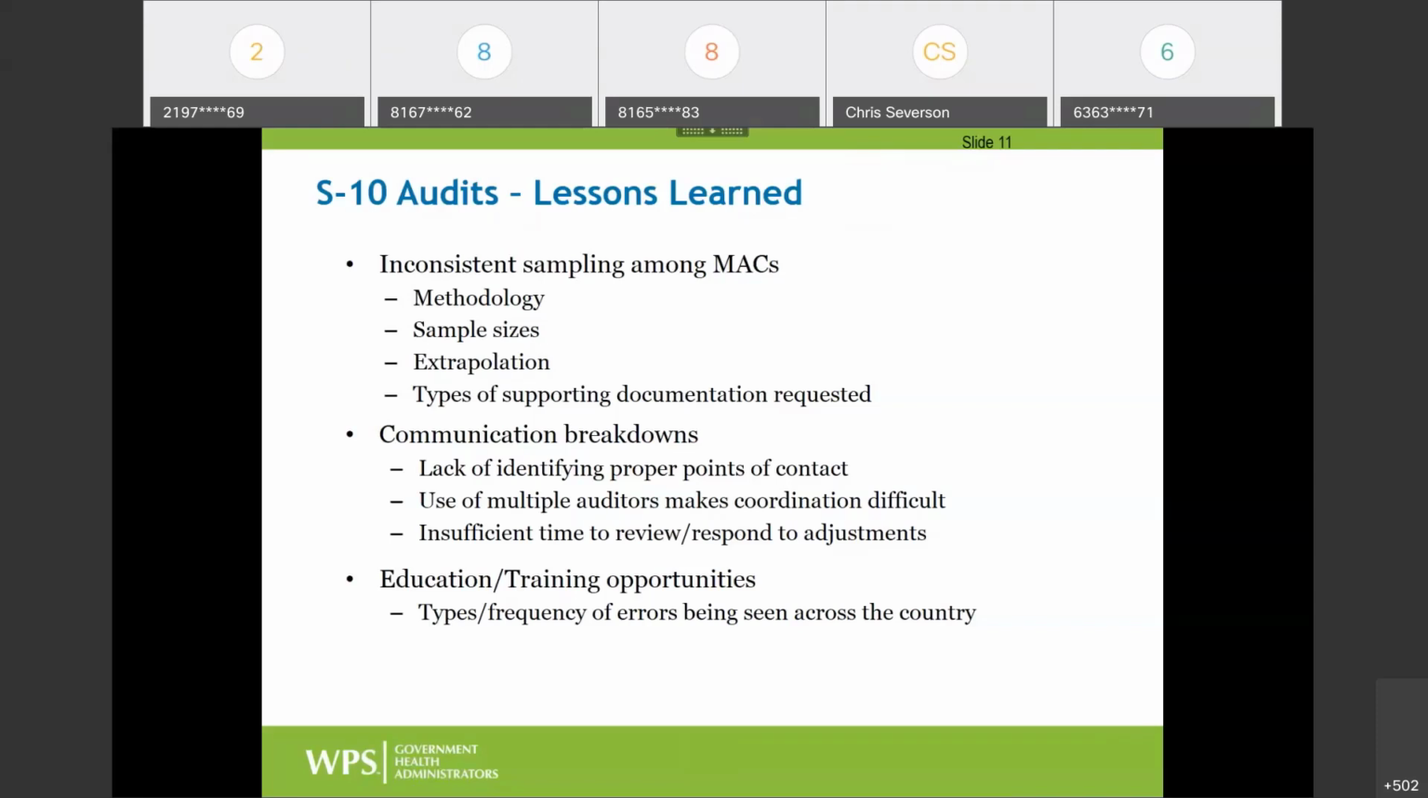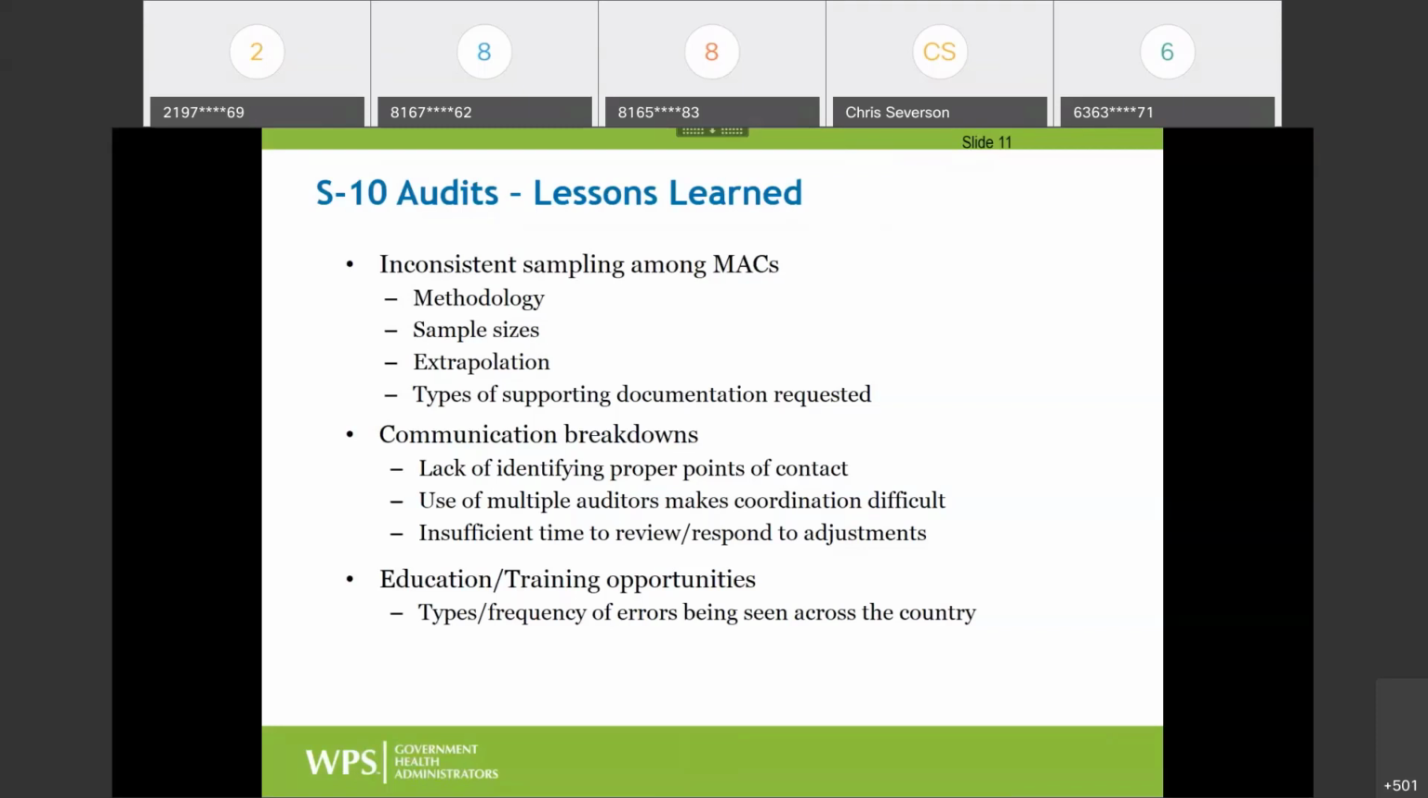But the biggest problem is once we get into a statistically valid sample and we find those errors haven't already been cleaned up, that's when we're stuck with extrapolation. So what I can say is that all MACs should be doing, whether it's a consulting firm or another MAC or whoever, statistically valid sampling. That is a CMS requirement.